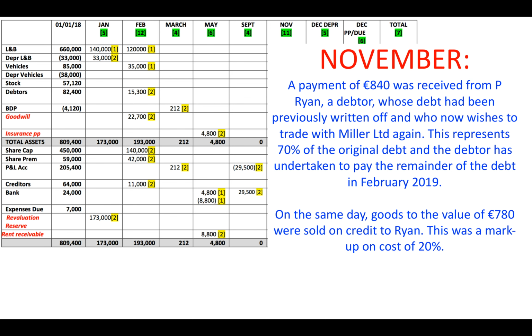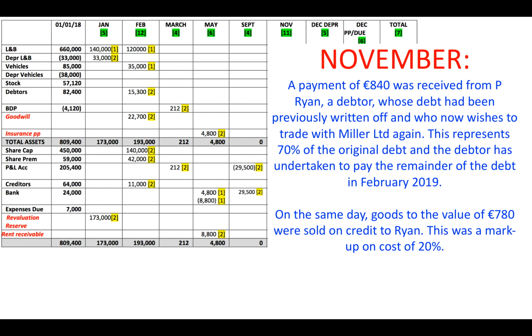Ryan, a debtor whose debt had been previously written off and who now wishes to trade with Miller Limited again. This represents 70% of the original debt, and the debtor has undertaken to pay the remainder of the debt in February 2019. On the same day, goods to the value of €780 were sold on credit to Ryan. This is a markup on cost of 20%. Okay, so we received some money from a debtor whose debt had previously been written off as bad, and they've promised to pay us the remainder again.